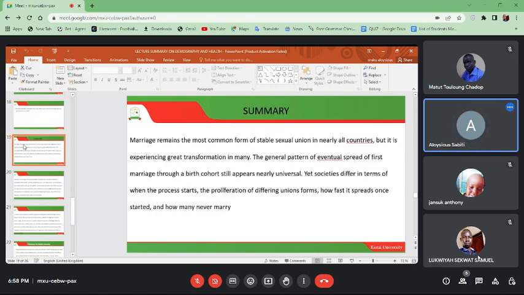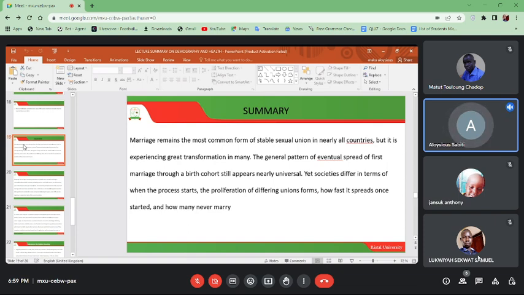So, in summary, marriage remains the most common form of stable sexual union in nearly the entire world, but it is experiencing great transformation in many parts of the world. The general pattern of eventual spread of first marriage through a birth cohort still appears nearly universal. Yet societies differ in terms of when the process starts. So this process of the first marriage or the age at marriage varies in different societies.